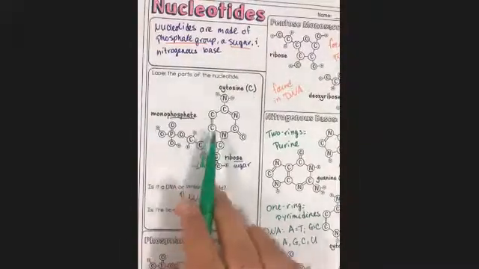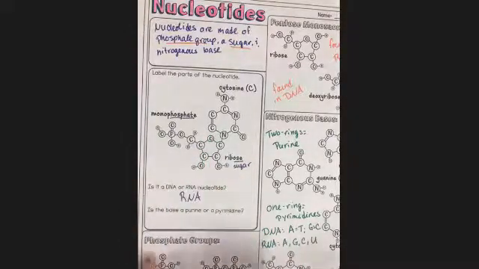So now that we've been able to look at this, 2 rings are purines, 1 ring are pyrimidines. If I go back up here to cytosine, you can see cytosine is 1 ring. So I know cytosine itself is going to be a pyrimidine.